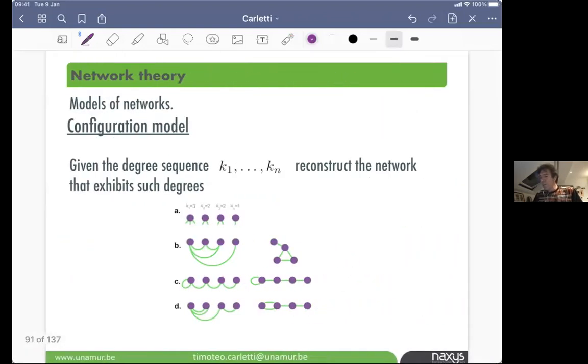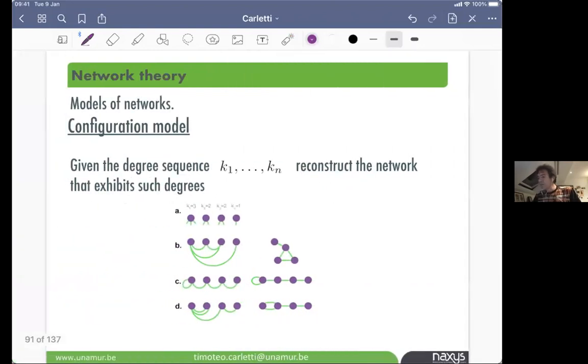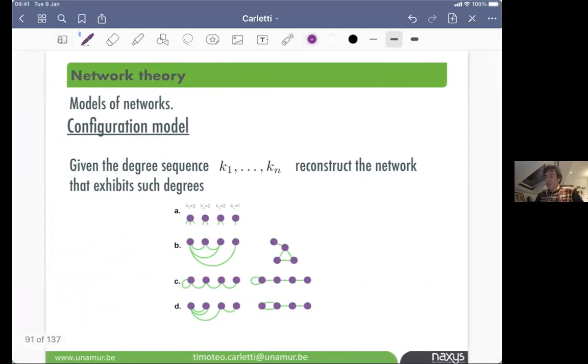Okay, so I think these are the last two. I started with the Erdős-Rényi, the small world, the scale free. But what if you start with any sequence of degrees? You choose your sequence and you try to match up the nodes in such a way that you obtain a network with this given sequence of degrees. This can be done. It's called the configuration method.